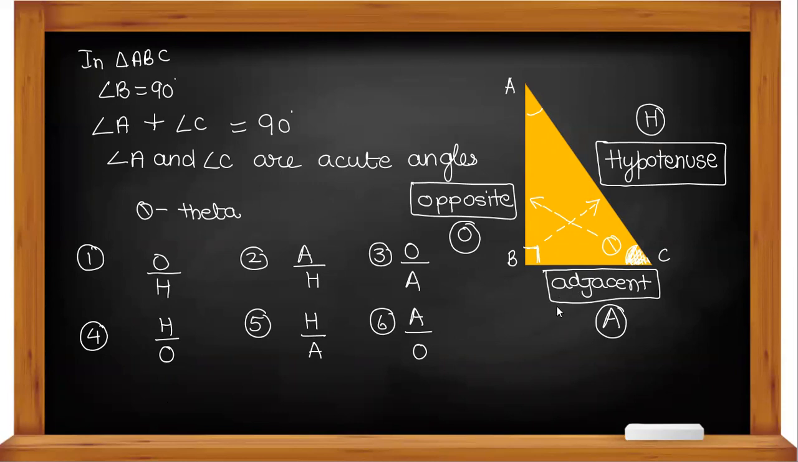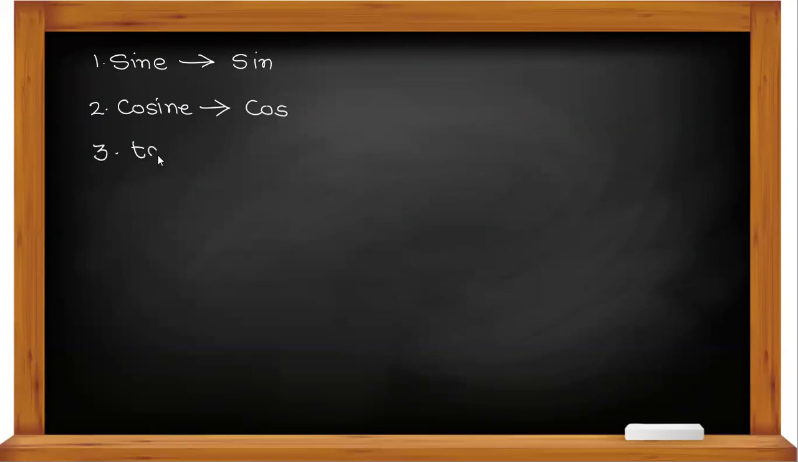Now, we have given some special names to these ratios. What special names have we given? The first name is sine, S-I-N-E. In short, we call it sin. The second ratio is cosine. In short, we call it cos. The third ratio is tangent. In short, we call it tan.